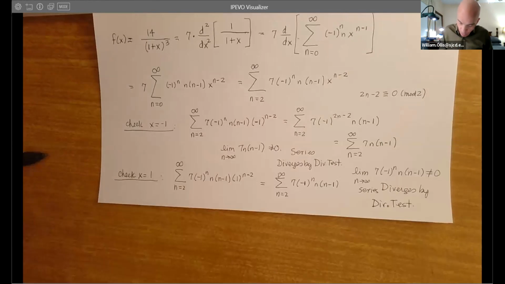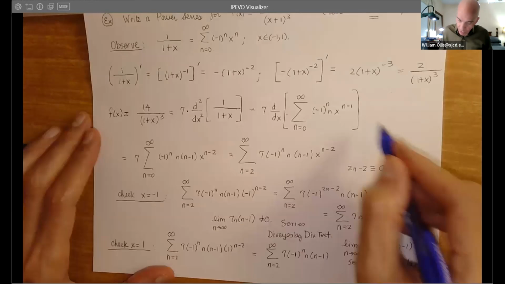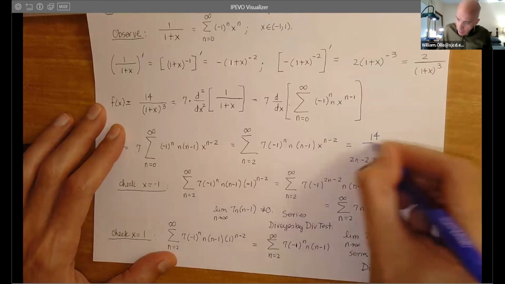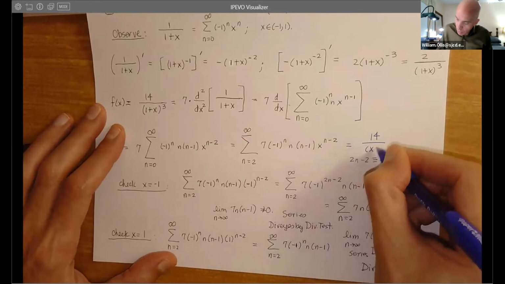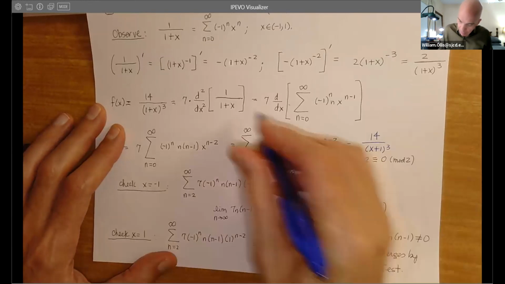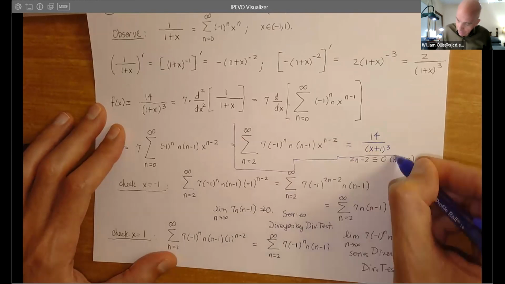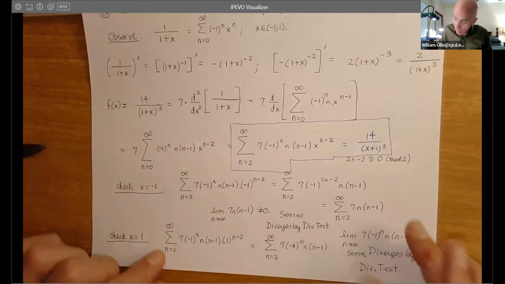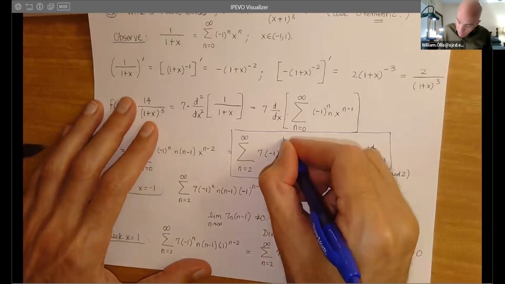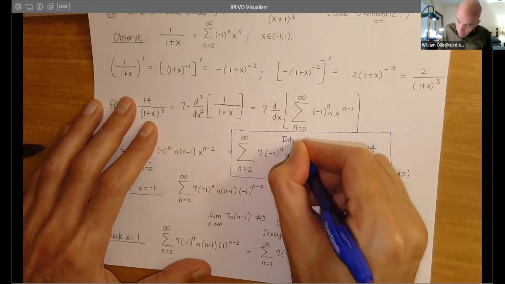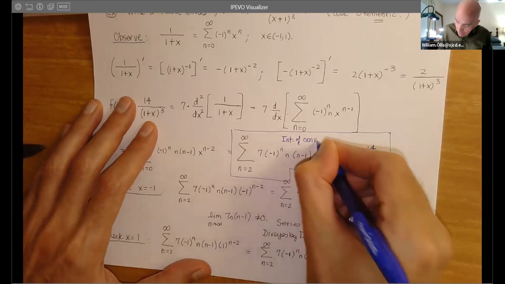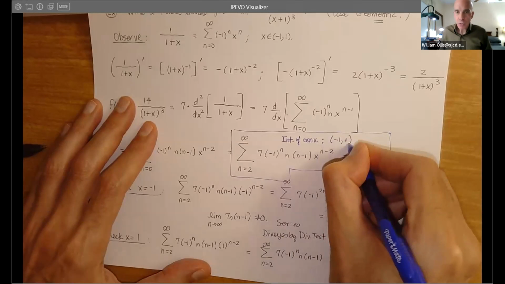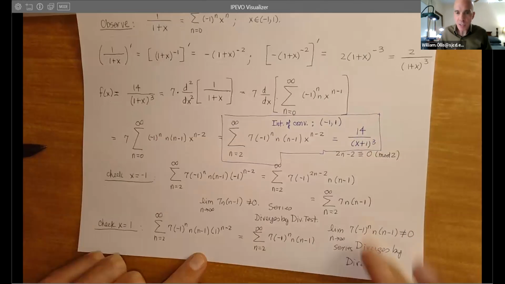So now the interval of convergence. Here we've got our new series. I'll just go ahead, this equals 14 over (x plus 1) quantity cubed right here. And we see that the interval of convergence doesn't change. So we'll just say the interval of convergence is -1 to 1. No change. We don't add the endpoints because in both cases we get divergence.